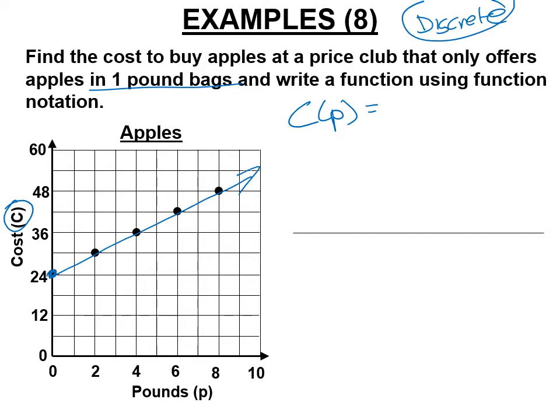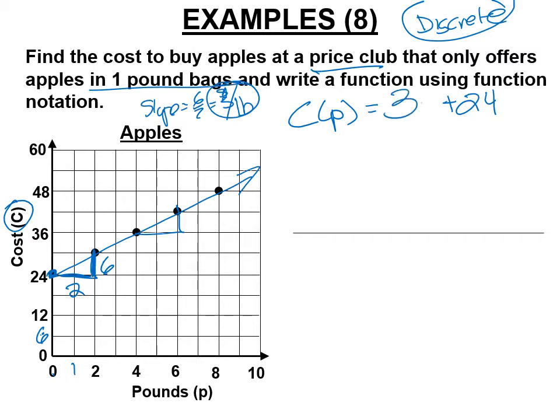Turns out, is this a price club? Yes, so the price club has a $24 entrance fee or membership fee. So that's our y-intercept, right? So you buy 0 pounds of apples, you still pay 24. Now, let's look over here. So the run here is 2, right? And the rise is 1 box. But what's the rise? 1 box is worth 6. So the slope here, right, is 6 over 2, or what is it? It's $3 per pound, right, for these apples. So it's C of P equals 3P plus 24.